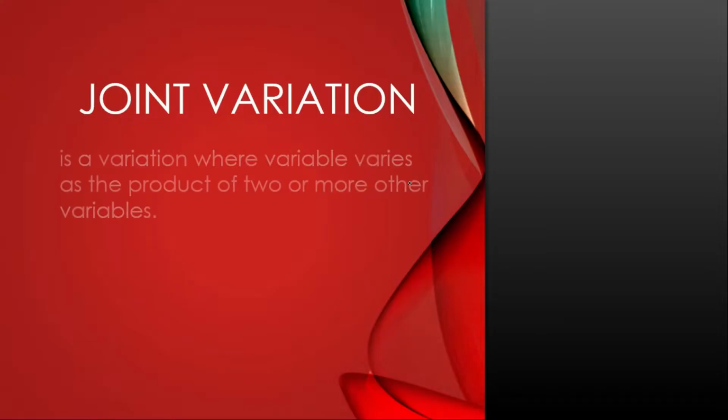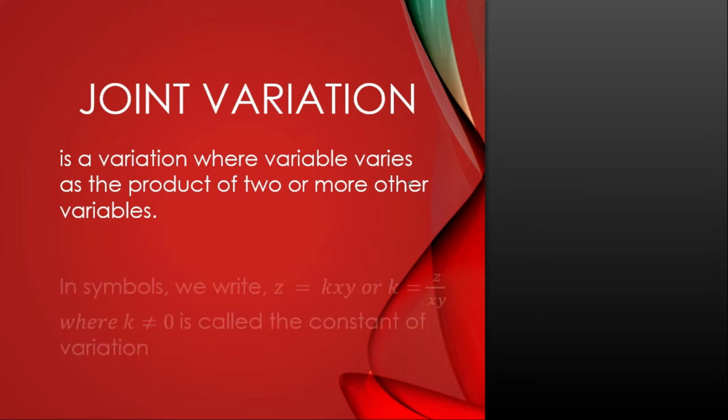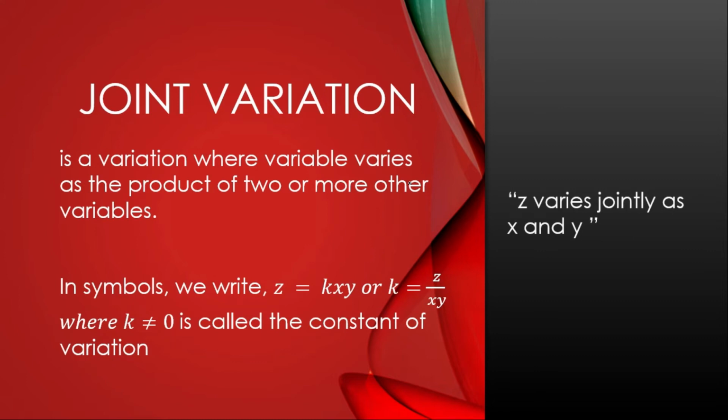Okay, dito naman tayo sa joint. So, when we say joint, it is a variation where a variable varies as the product of two or more other variables. So, dito sa joint class, meron tayong dalawang variable na kasunod sa ating k. So, just like the direct, kasi isa lang pag direct variation, di ba? Isa lang yung kasunod na variable after ng ating k. So, look at this formula. So, mapapansin nyo, dalawa na, x and y.